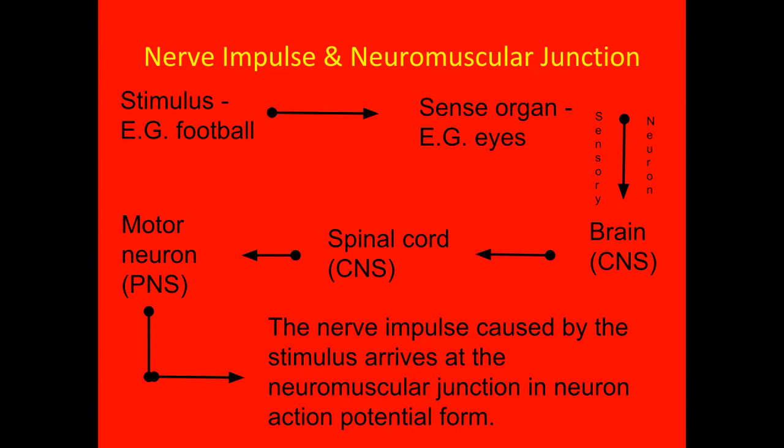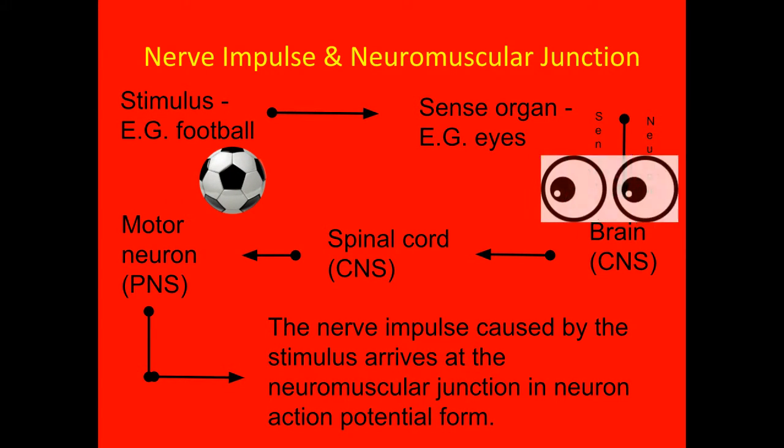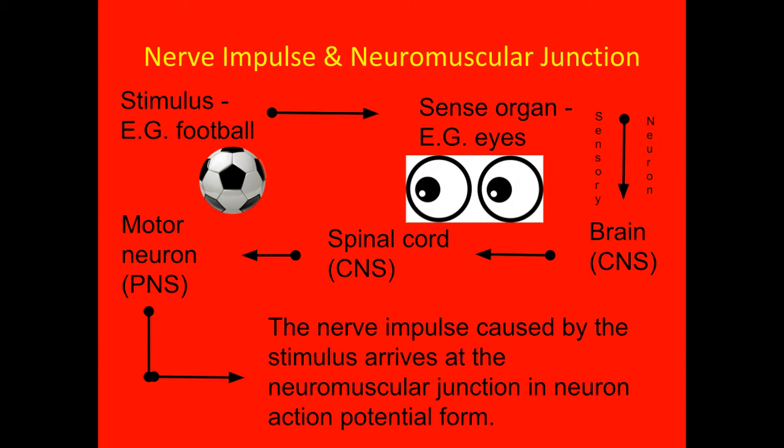First of all, a stimulus, in this case a football, must be presented. This stimulus is detected by sense organs such as the eyes. This information is passed through the central nervous system to the brain via sensory neurons. The brain processes this information and sends an instruction in the form of an electrical impulse down the spine, which is part of the central nervous system, and out through a motor neuron, which is part of the peripheral nervous system. The electrical impulse arrives at a neuromuscular junction in the form of action potential before it can be passed on to an effector muscle.